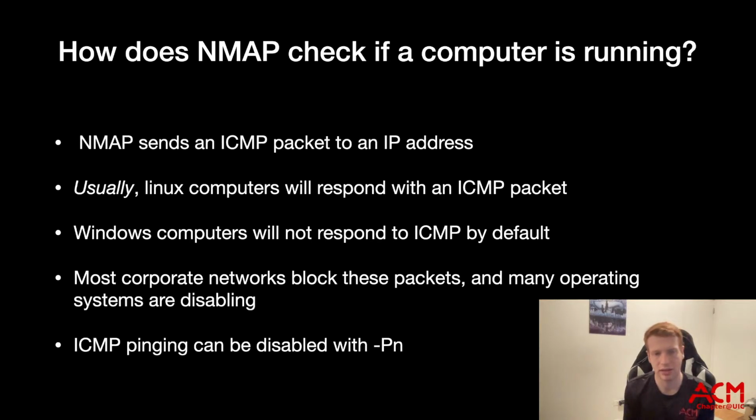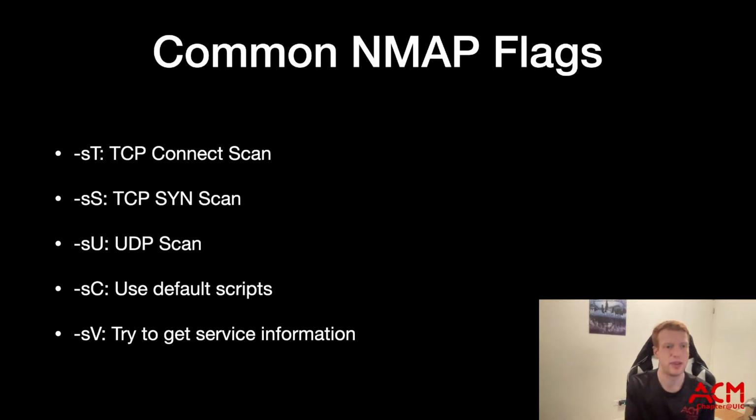to disable that. A lot of corporate networks will also block these ICMP packets going through the network. So you may have to, again, use other methods that are a lot slower, such as going through and trying to complete a three-way handshake with every single IP address on the network, which can be very time consuming. So here are some common Nmap flags.